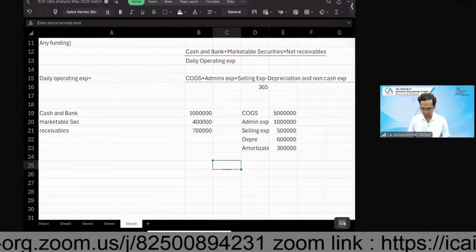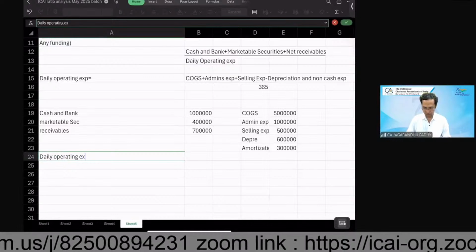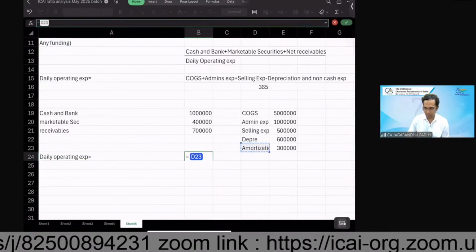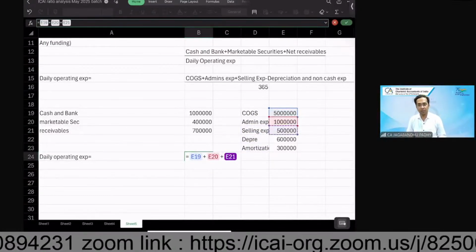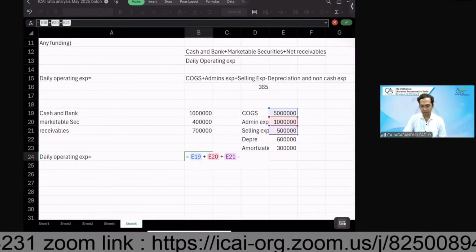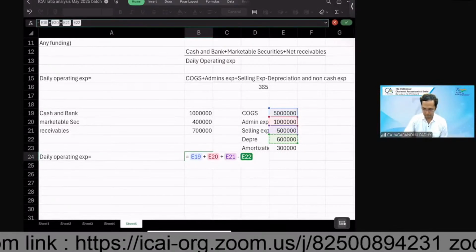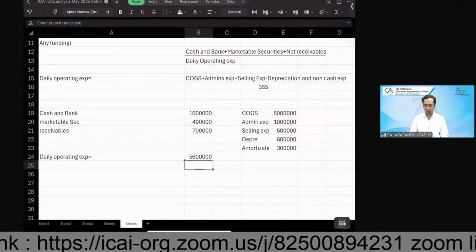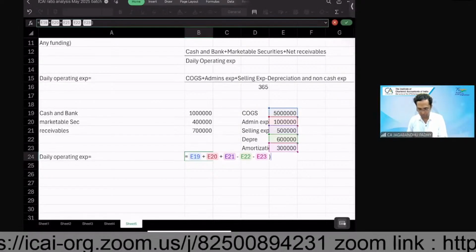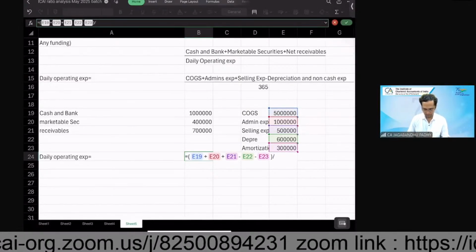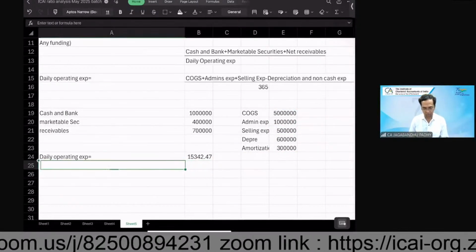So first, we need to get the daily operating expense. The daily operating expense will be COGS plus admin expense plus selling expense minus depreciation minus amortization. Okay, so 56 lakh is the yearly expense. I just need to divide this by 365. So 15,342.47 or 46 is the daily operating expense.